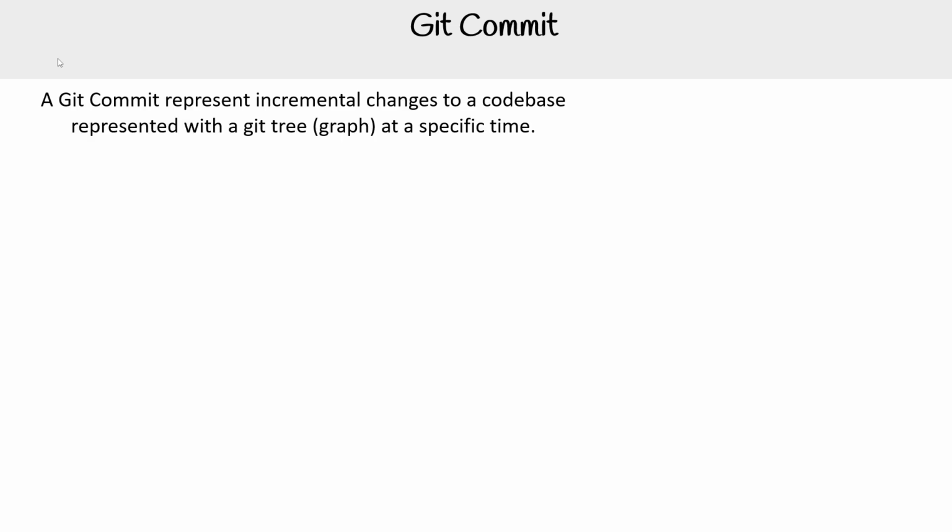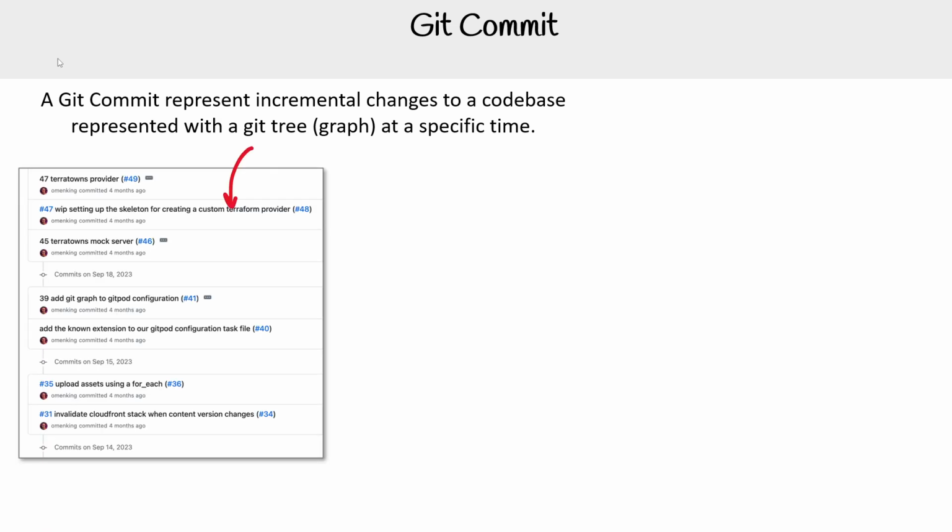So a Git commit represents incremental changes to a code base represented with a Git tree, so a graph, at a specific time. So here we can see that Git tree. This is in GitHub, so it's not the full representation. When we go into VS Code, we can see a better representation of it. There are external tools for that. But for the most part, the idea is that you have Git commits that are over a historical period of time.